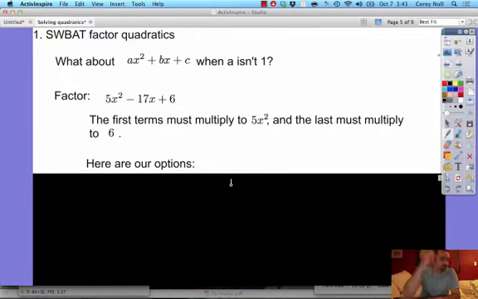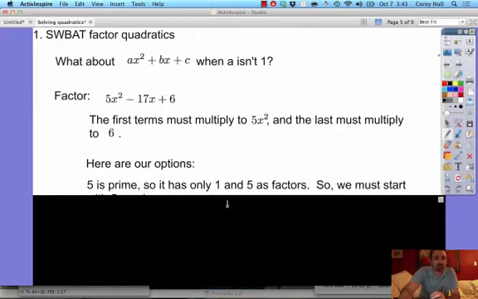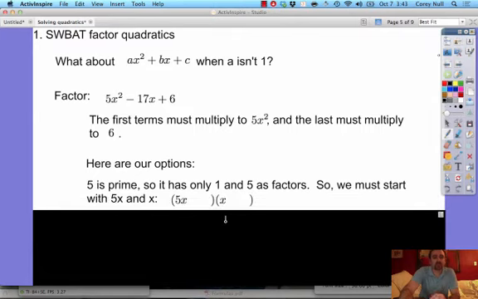Here are our options. The only two things that can multiply to 5 are 5 and 1, because 5 is prime. So we have to start with 5x in one parentheses and x in the other. Because we know the only way I'm going to get 5x squared is by taking 5x and x. And I've got to have an x in both of these, so this has to be where they are. 5x times x is the only way I'm going to generate the 5x squared term. Now let's leave the middle term for a minute. We'll come back to it in a bit.